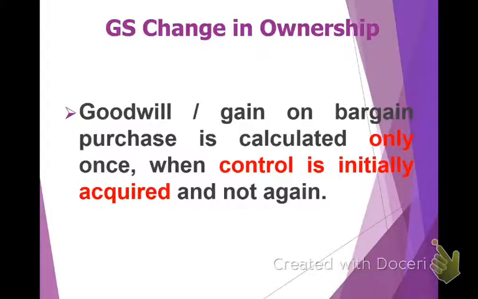Goodwill and gain on bargain purchase is only calculated once, and that is when control is initially acquired and not again afterwards. So once you purchase a company and that company becomes a subsidiary, at that stage you will calculate the goodwill or gain on bargain purchase. And that is the only time that you will recognize it. Any other changes in degree of control at a later stage will not carry goodwill or gain on bargain purchase, but will be transactions, equity transactions between owners of those companies.